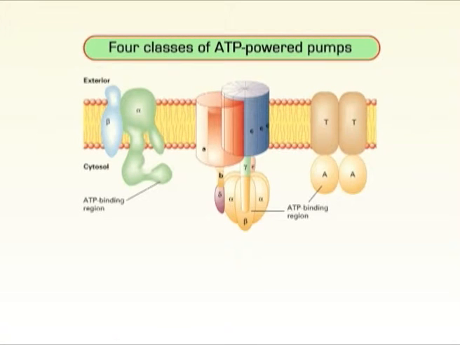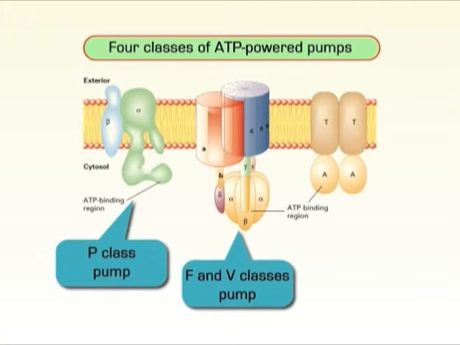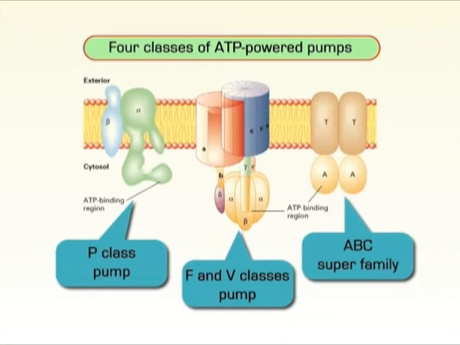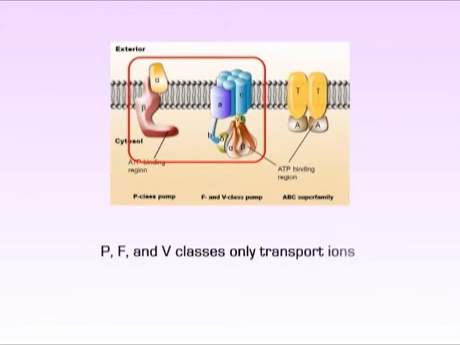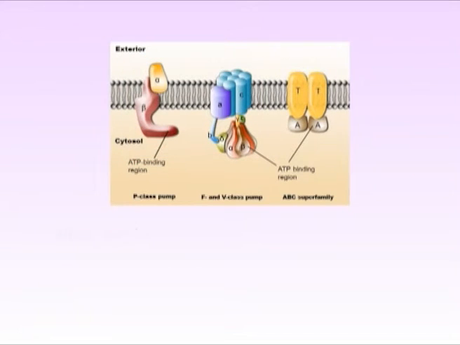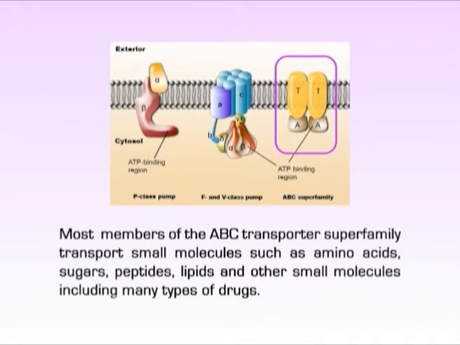There are four classes of ATP powered pumps: P class, F class and V classes, and ABC superfamily as shown in this diagram. Out of the four classes, P, F and V classes only transport ions, while most members of the ABC transporter superfamily transport small molecules such as amino acids, sugars, peptides, lipids and other small molecules, including many types of drugs. However, some of these also transport ions.